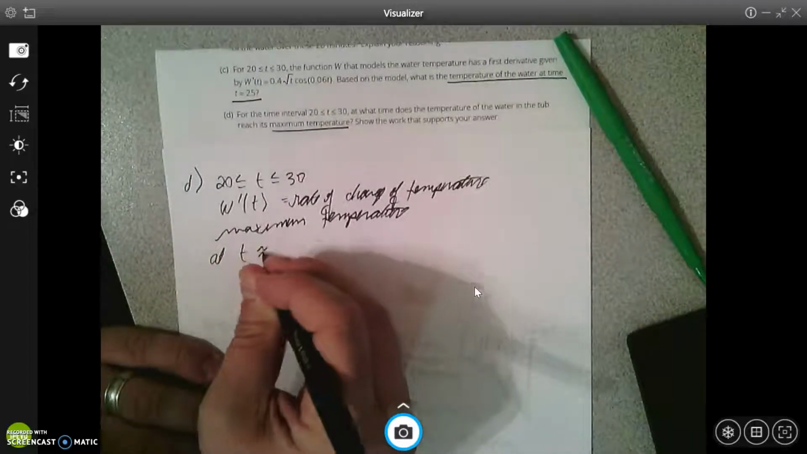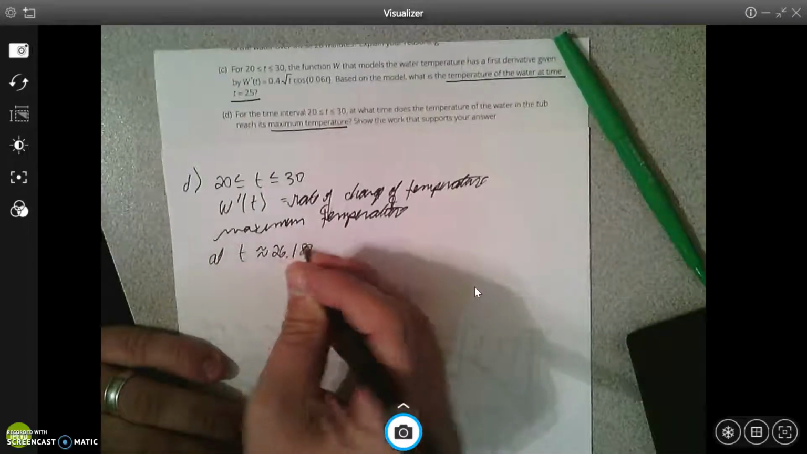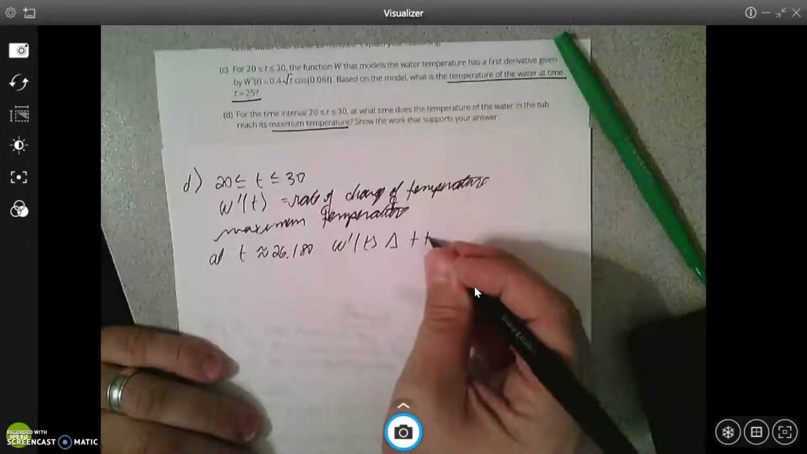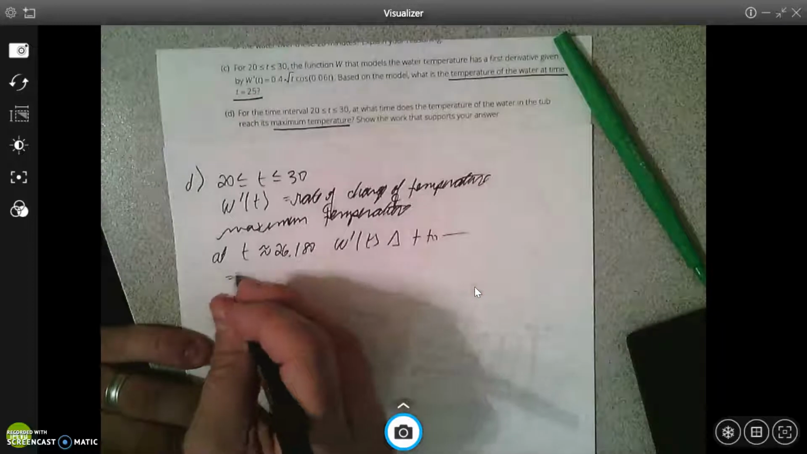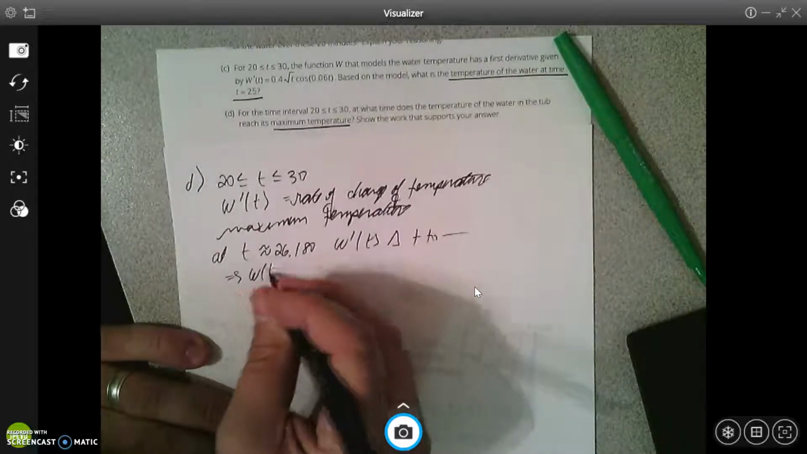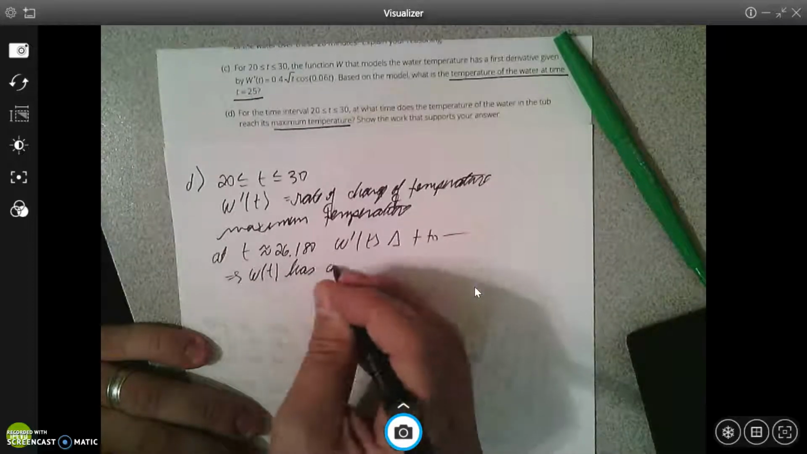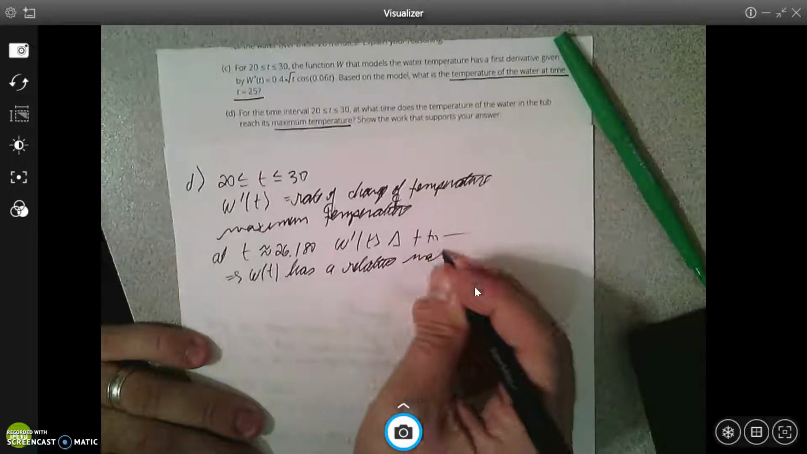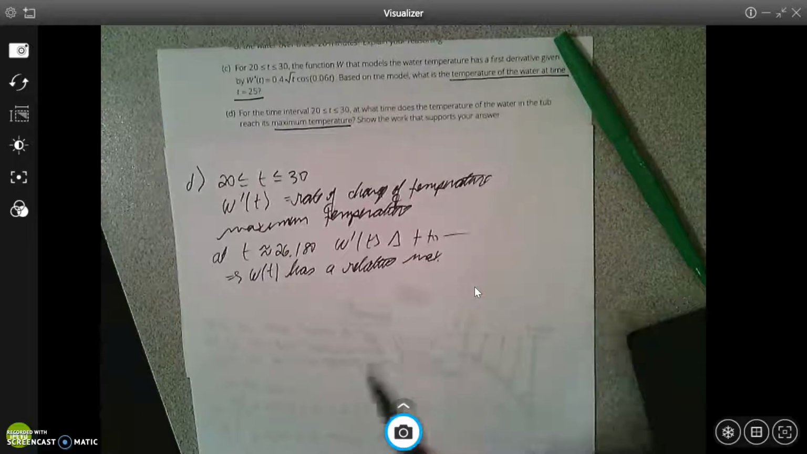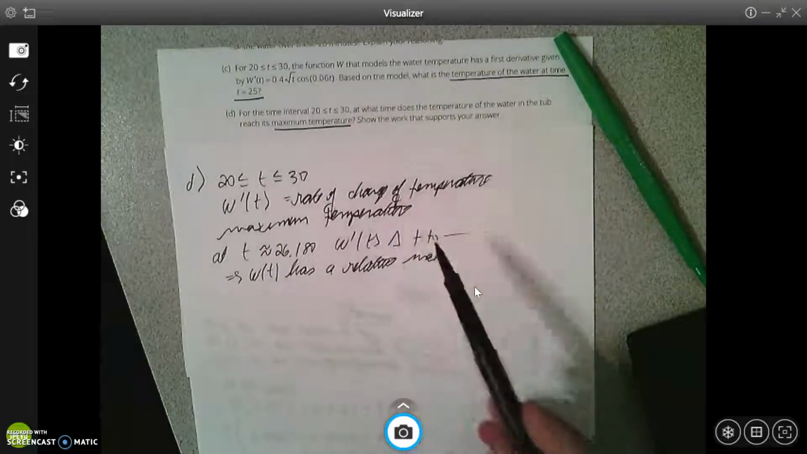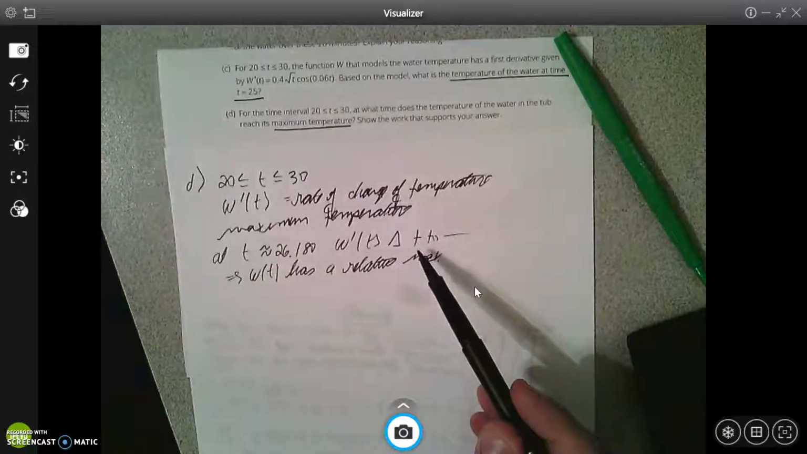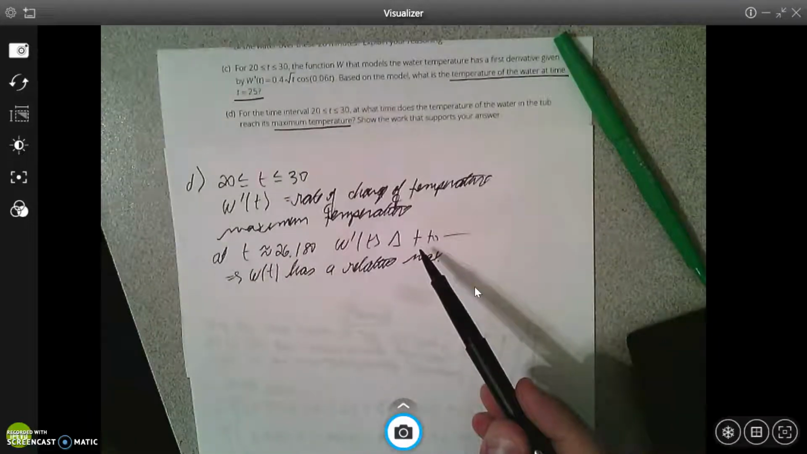At t is approximately 26.180, W prime of t changes from positive to negative, which implies W of t has a relative max. That's not the same as the absolute maximum, but we do know that we've established that the function W of t is going to have a relative maximum at 26.180. Let's go back to the graph one more time.